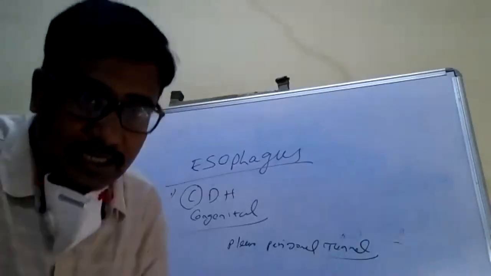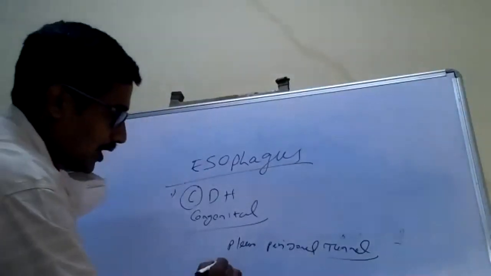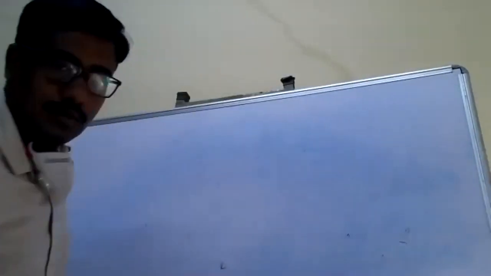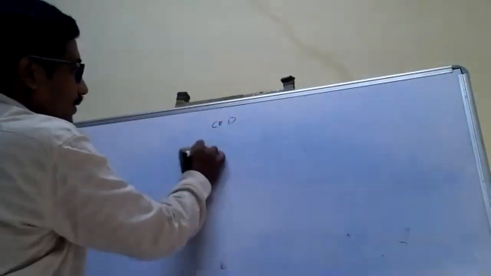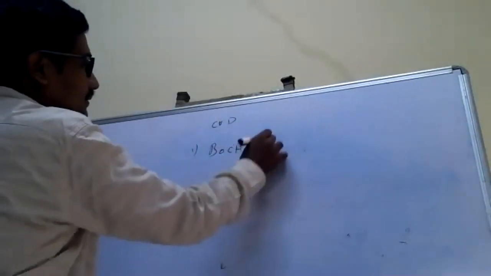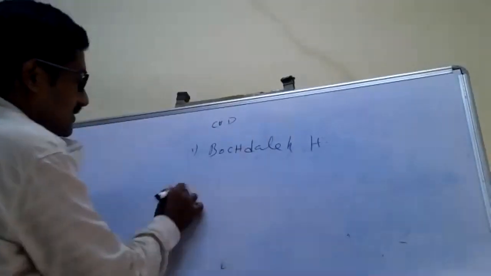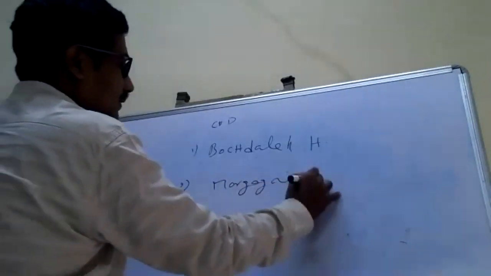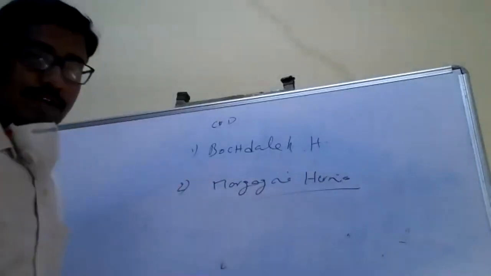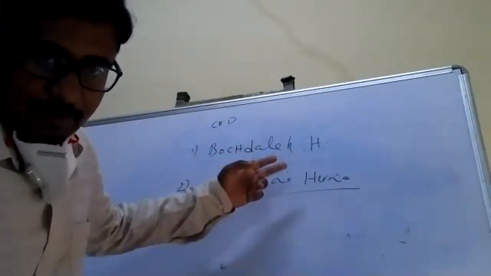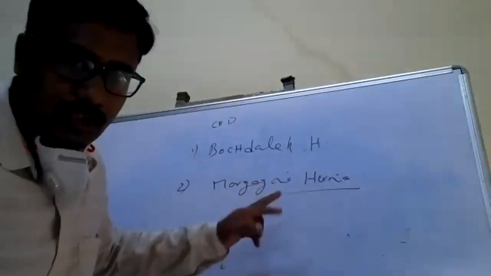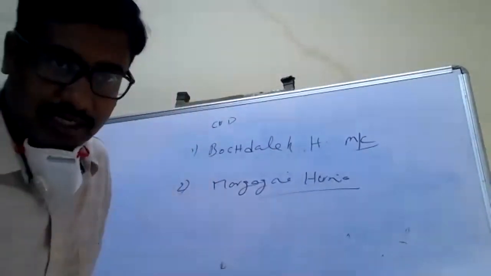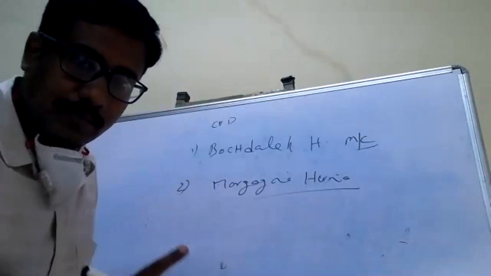There are 2 types of congenital hernia. The first one is Bochdalek hernia, and the second one is Morgagni hernia. Of these 2, which is most common? Bochdalek hernia is the most common congenital diaphragmatic hernia compared to Morgagni hernia.